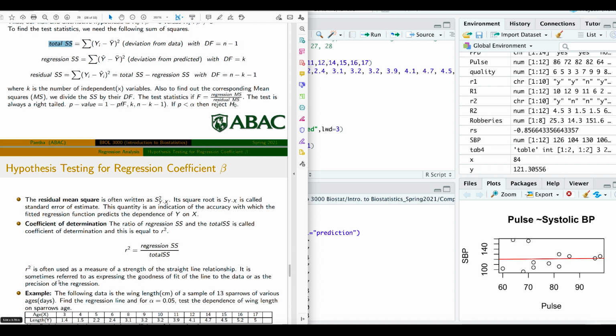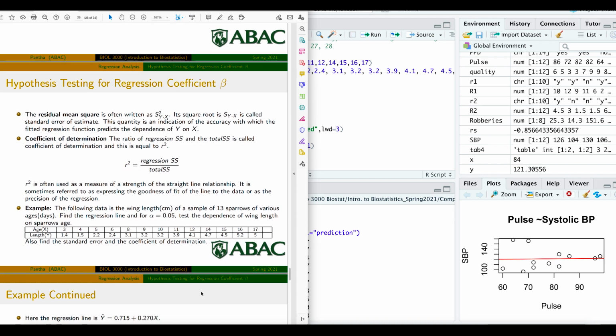Okay, R square is often used as a measure of the strength of the straight line relationship. It is sometimes referred to as expressing the goodness of fit of the line to the data, or the precision of the regression. Usually, whenever we use R to do hypothesis testing for the regression, you will automatically see the value of R square. So R square is basically used to say what the strength of the fit is between the data and the predicted line. Usually if R square is greater than 0.8, we say that is a good fit. If R square is a smaller value, close to 0, we say that the fit is not good. That's how we interpret it.